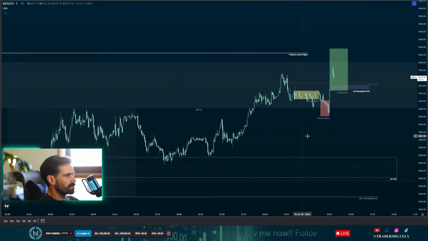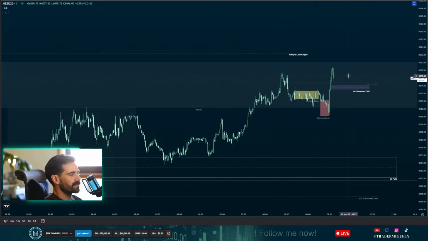So it would be cool if we continue higher here, but we already took this buy side liquidity here. So yeah, I will give it some time. I will probably wait for the 9:50 to 10:10 macro as well, just to have a better idea about what price really wants to do.